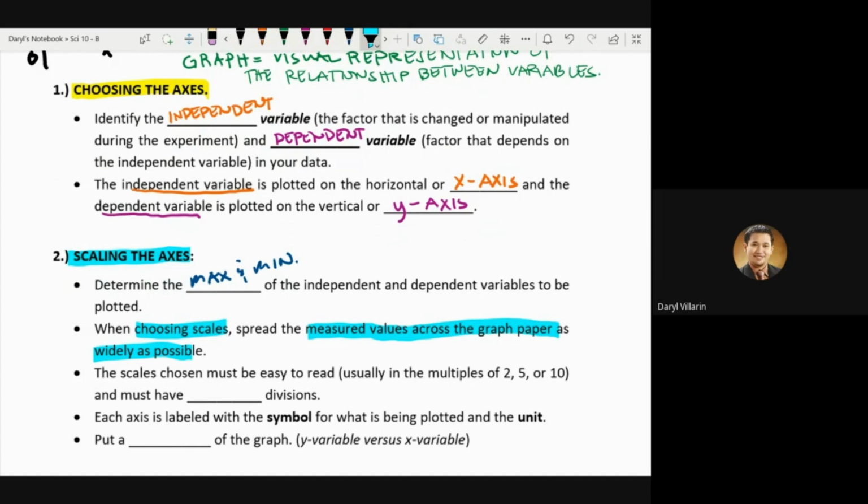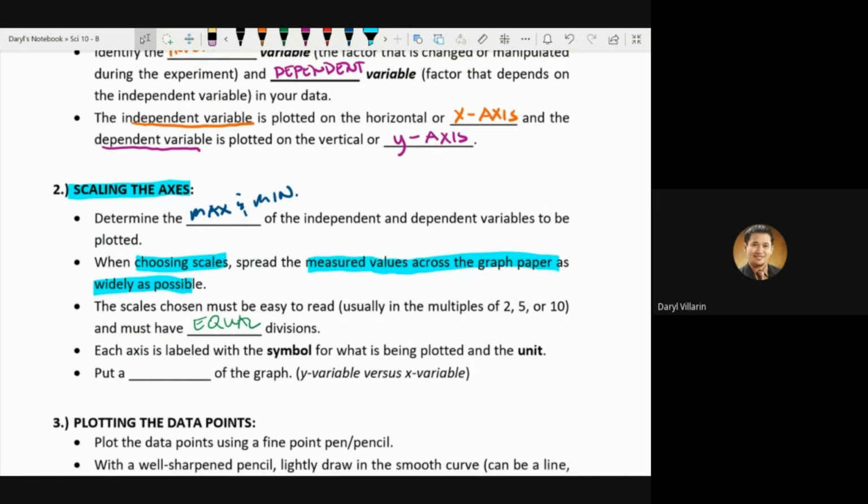So the scales chosen must be easy to read. Usually the multiples of 2, 5, or 10, and they must have equal divisions. So this is very important. Because remember, if you use the scale of 2, the increment of each would be by 2s. And that also means that the divisions should be equally spaced to each other.